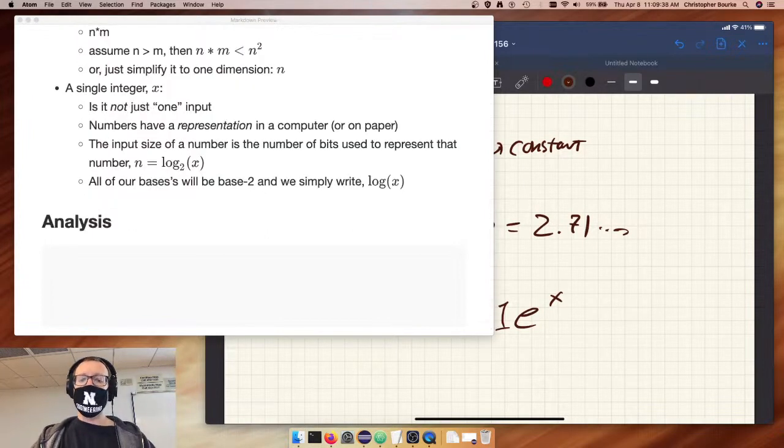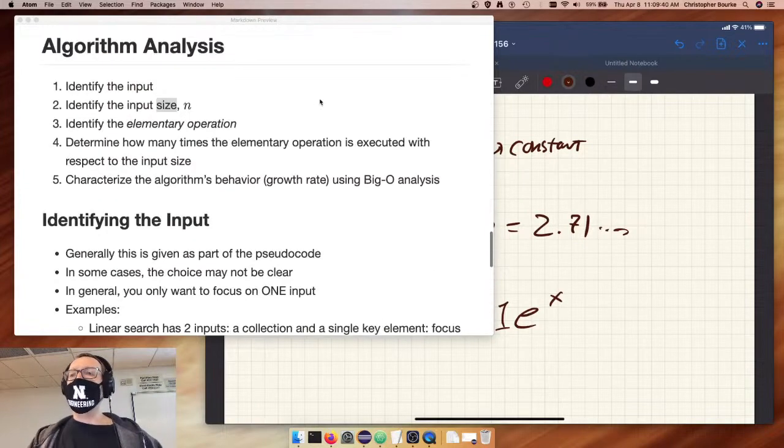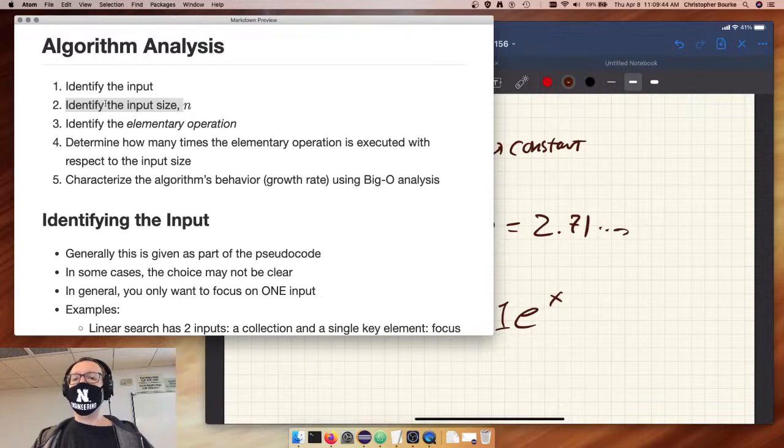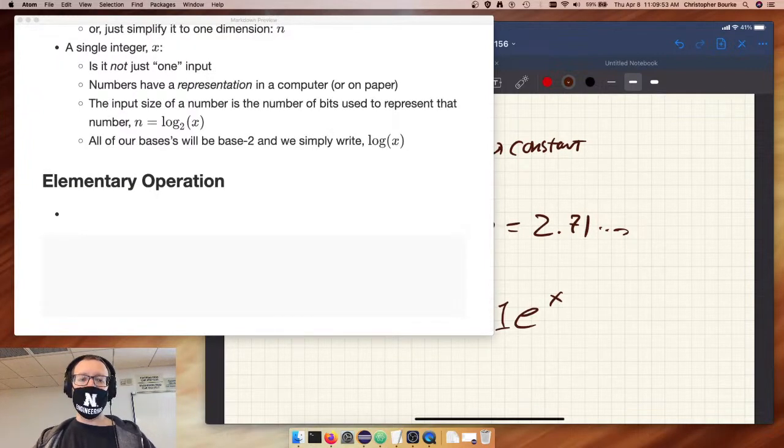Analysis. Right, so this is step 4. Remember that it's a 5-step process. Identify the input. We need step 3 here. We identify the elementary operation. There we go. I'll snap to that. Okay.